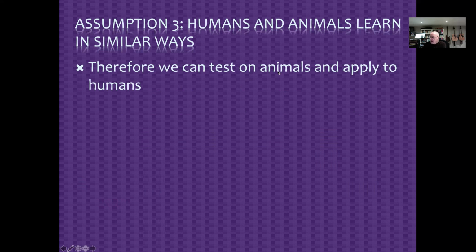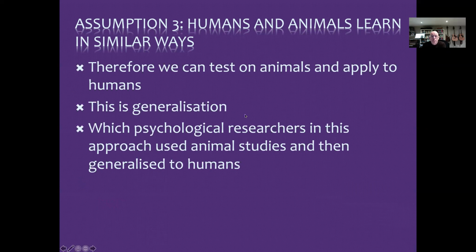Okay, so if we think that animals and humans do learn in similar ways, then we can do tests on animals and apply our findings to human beings. There might be some questions raised in your mind about whether that's really true, but that is one of the principles of behaviorism, and that's known as generalization. We work from one kind of animal, for example, a pigeon or a rat, and we look at how the pigeon or the rat learns, and then we apply that and generalize it to humans.